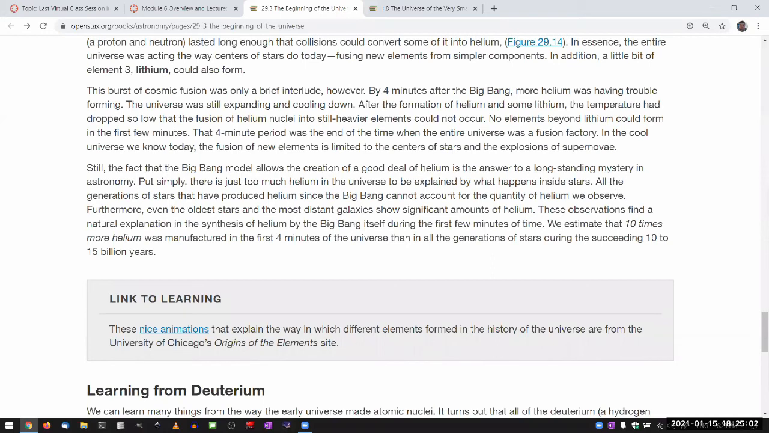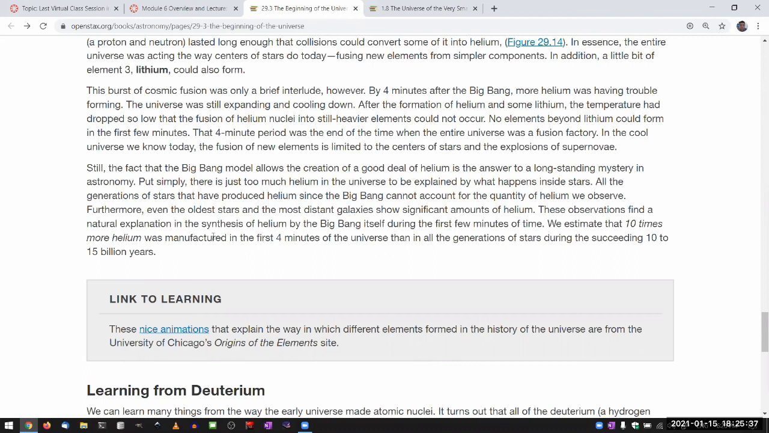Furthermore, even the oldest stars and the most distant galaxies show significant amounts of helium. So we have detected stars that are 10, 12 billion years old, and those were very likely in the first generation of stars, as in the material that made them up didn't go through any other star. And even they have a significant amount of helium on the outer parts where there's no nuclear fusion going on.